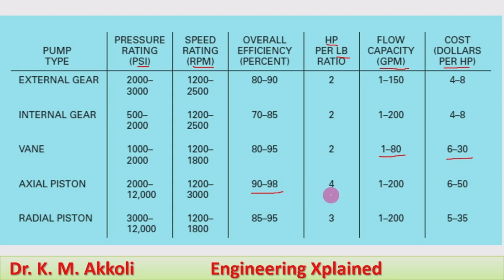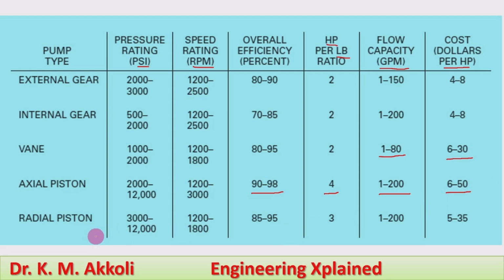And HP per LB means for 1 HP of power, the weight will be more. The weight will be higher here. And the flow rate is 1 to 200 GPM, and its cost is also higher, 6 to $50 per HP.